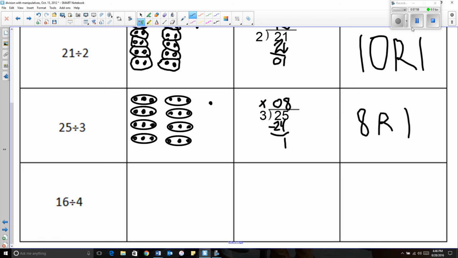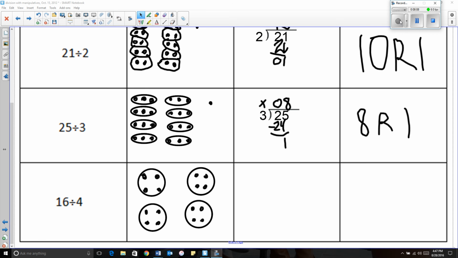So now we're getting ready to do 16 divided by 4. So pause the video, count out your blocks, and then draw your picture. Unpause it when you're done. So if you got your picture drawn correctly, you should have a total of 4 groups with nothing left out. So now go ahead and pause it, set up your long division house, get all the parts put in the correct place, and then your answer put in the correct box.